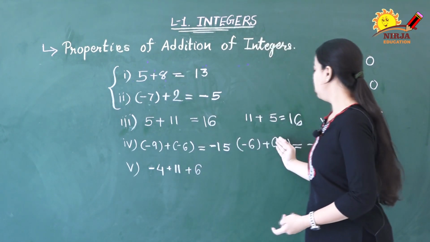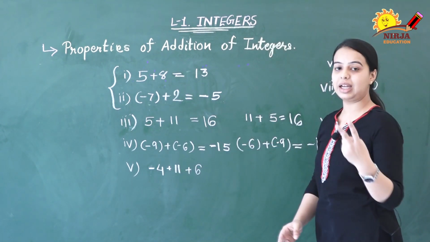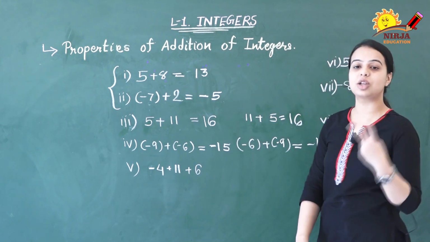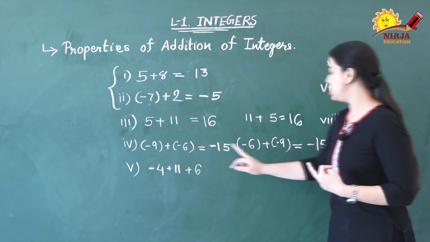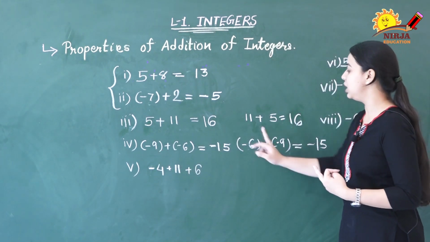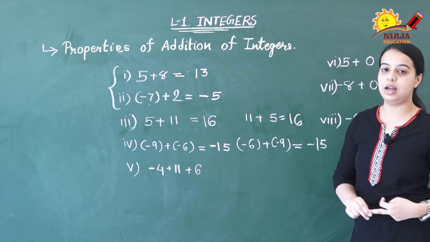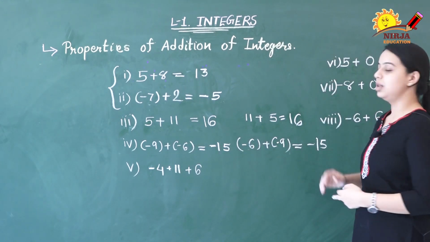So as we just stated, the second property of addition is the commutative property. If we change the order of the numbers in which they are added, the result will remain the same.